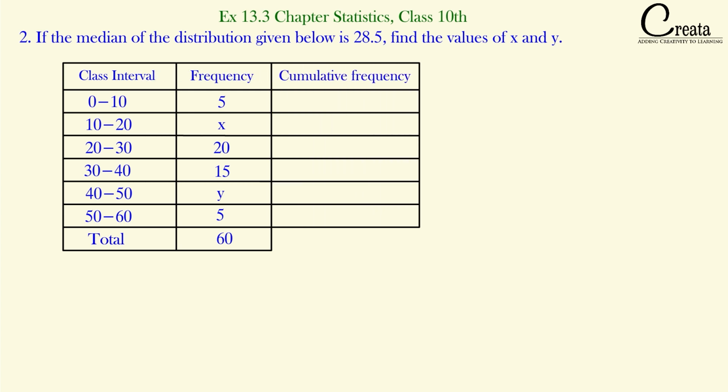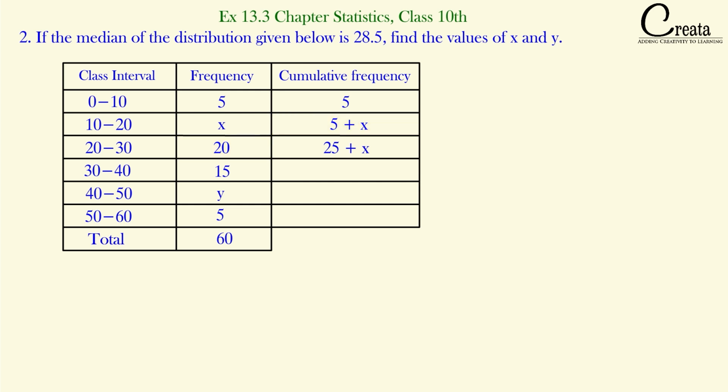And what is cumulative frequency? We add the frequency up to that row. If you observe, the first column is the class interval and the second column is the frequency, and we added the third column as cumulative frequency. In the first row, the frequency will come, that is 5. In the second row, we add the frequency up to the second row, which is 5 plus x. Got it? In the third row, we will add all these frequencies, or we can add these two frequencies, it will be the same. So 20 plus 5 plus x, it will be 25 plus x.